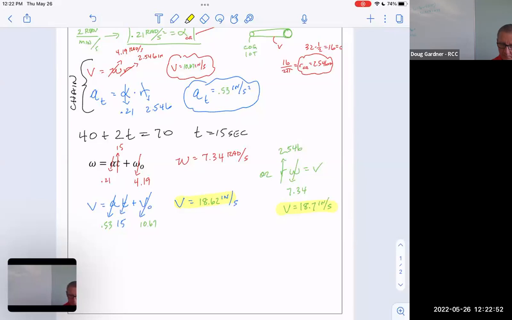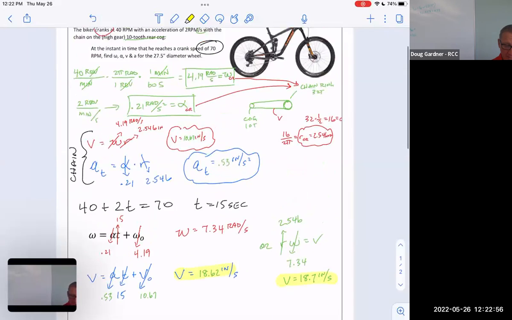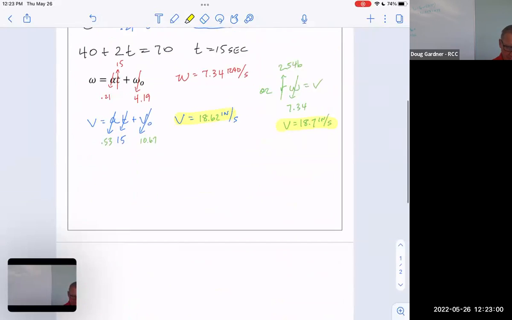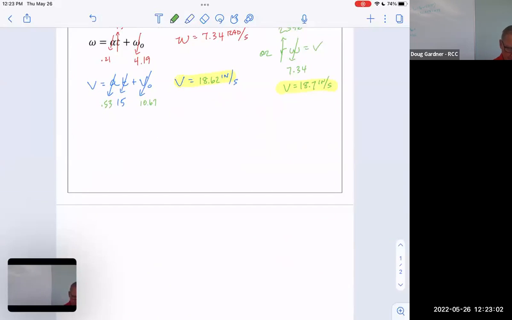Radius of the back cog. That's exactly right. So now we can take the back cog, which has a 10 tooth. So let's move to the back cog. So the first velocity of the chain is 10.67.